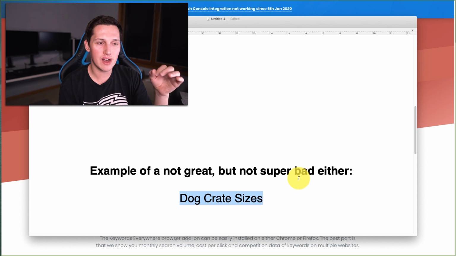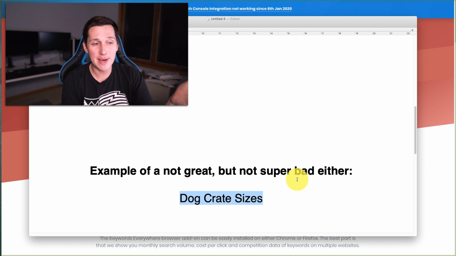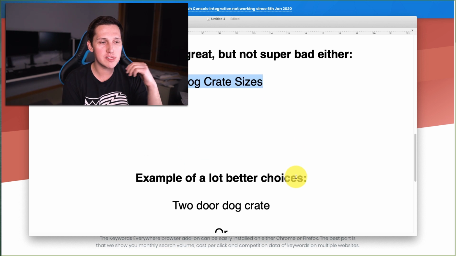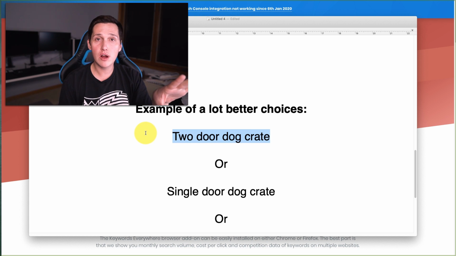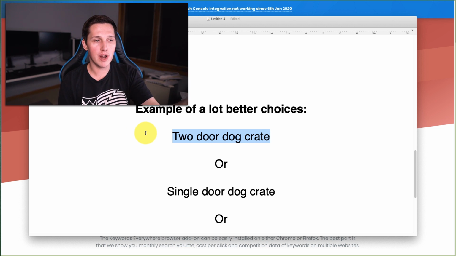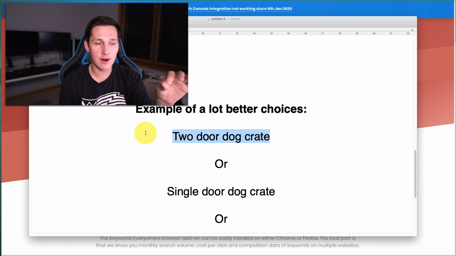So what I've done instead, so that you can kind of see one that's not so great, is I want to show you some that are probably a lot better. So here's some examples of some better choices. Two-door dog crate. And these are keywords, by the way, all of these that I went and found that have some search volume to them. They're not like just no one searching for them. Like there's probably 100 people per month on each one of these, or right around there, that are searching for these.